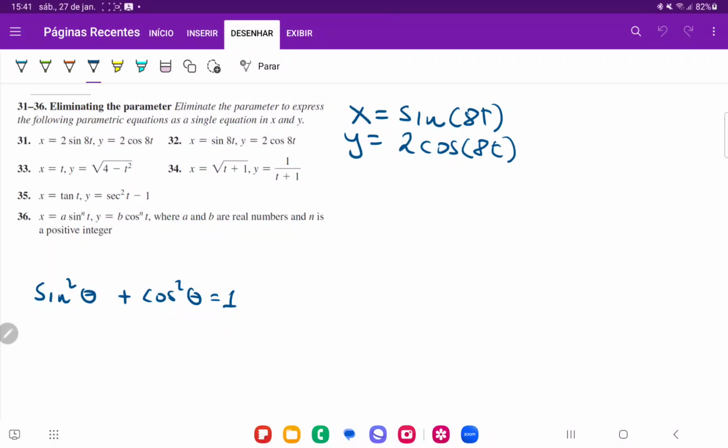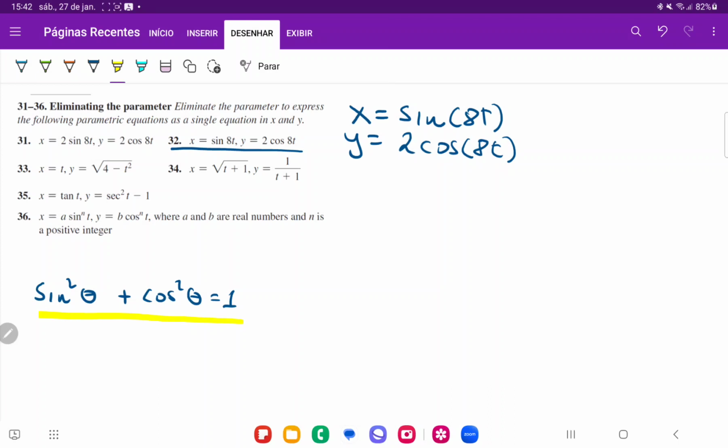For 32, we are given this pair of parametric equations here, and we're asked to eliminate the parameter to express it as a single equation in terms of x and y. So the parameter t is stuck inside a trig expression, and the way to get rid of this trig expression is to use this identity here, where the sine squared of some angle plus the cosine squared of some angle is equal to 1.